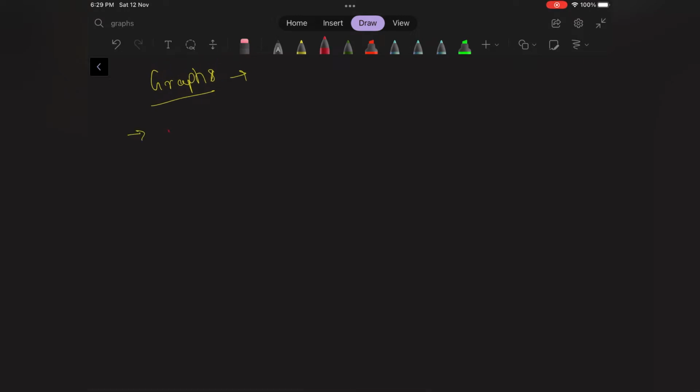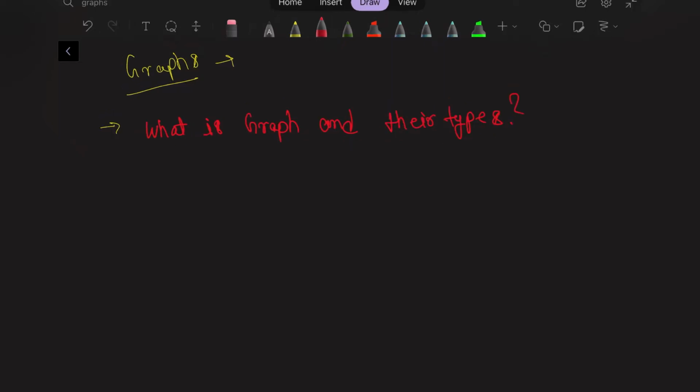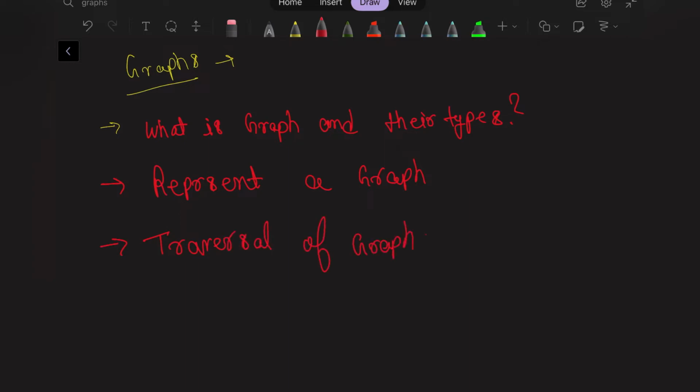So, first of all, we are going to look at what is a graph and their types of graph. Then after that, we are going to discuss representation of graph, how to represent a graph in coding format or in the drawing format. After that, we are going to learn about traversal of graph.